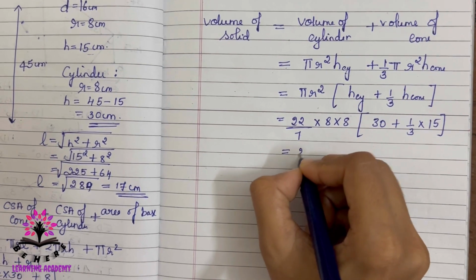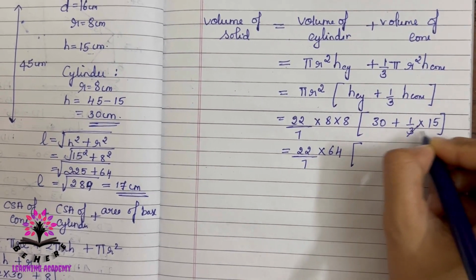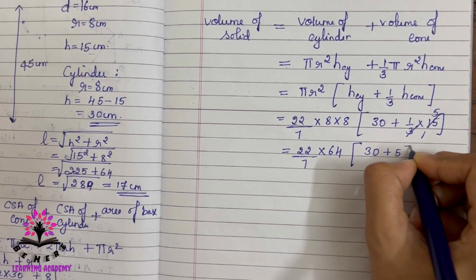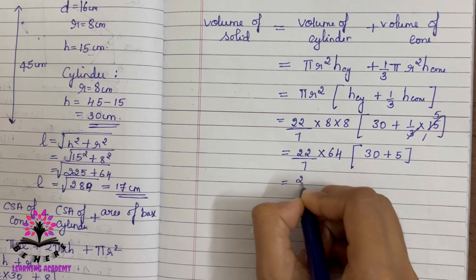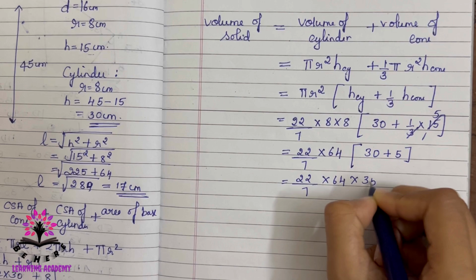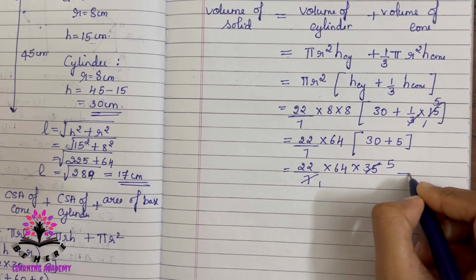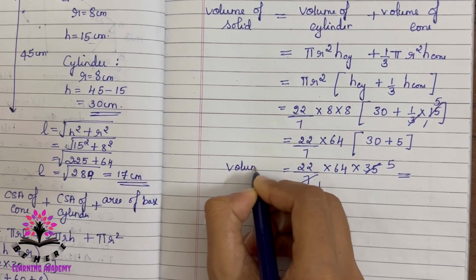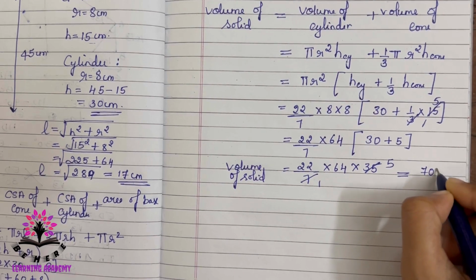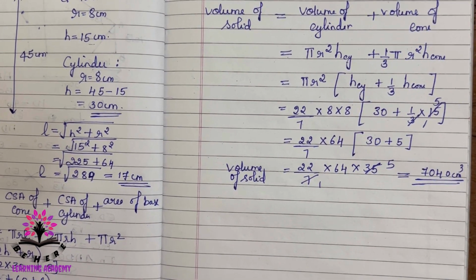So the final will be 22 by 7 into 64. So here 1 by 3 of 15 is 5, 30 plus 5. That is 22 by 7 into 64 into 35. Here I can cancel the term, 7 fives are 35. So the final answer, volume of solid, will be equal to 7040 centimeter cube.